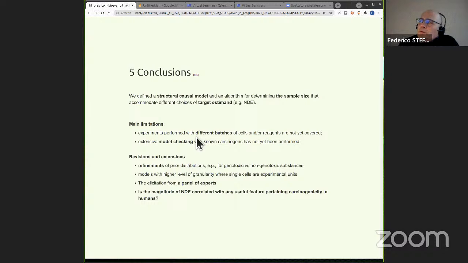Is the magnitude of natural direct effects correlated with any useful feature pertaining to carcinogenicity in humans? So, in other words, does it make sense to estimate the scale of this effect, when we don't know if the scale may be related to something useful in humans? Because if the answer is no, then the event able to deeply alter metabolism could be the pillar on which to build another approach for the analysis of cell transformation assays.